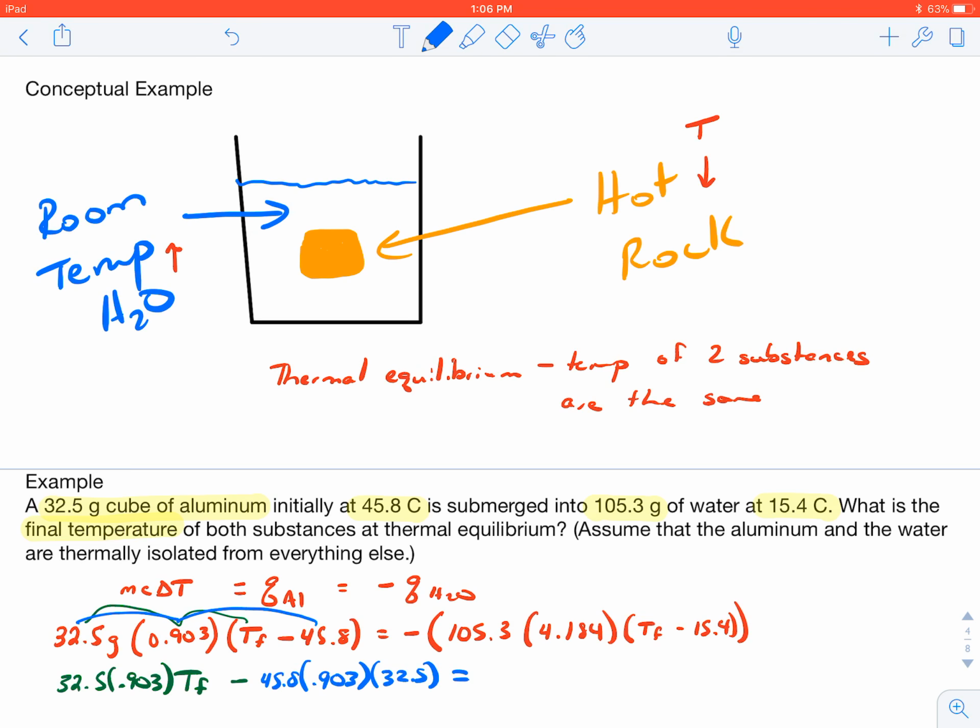And in the end, what we should come out with for our final temperature, when we do all of our calculation, should be 17.3 degrees C. So hopefully we understand that and get a little more of what we were solving here, which is thermal equilibrium.